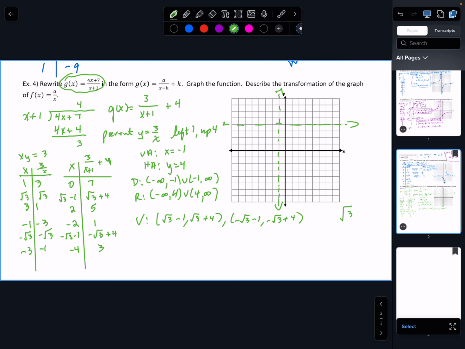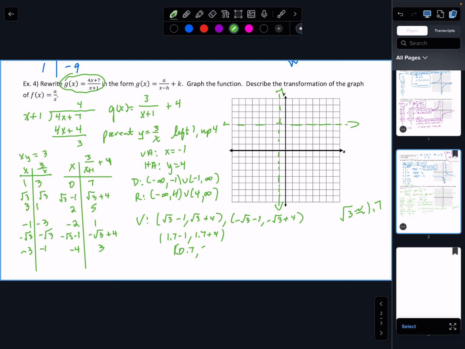It's helpful to know that the square root of 3 is about 1.7, just like the square root of 2 is about 1.4. Those are helpful things to just know. So when I'm going to plot these, I'm going to think this is 1.7 minus 1, 1.7 plus 4. So that vertex is 0.7, comma 5.7. And the second vertex is about -2.7 and 2.3.